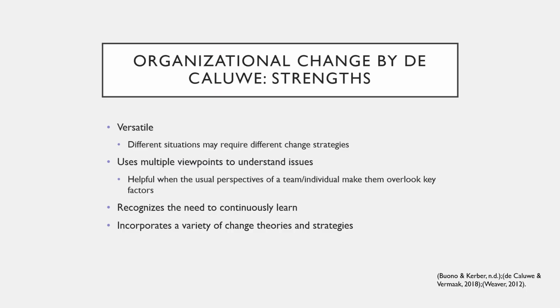De Caluwe's definitions, perspectives, models, and theories on organizational change present both strengths and weaknesses. The first is that his ideas are very versatile. Different situations may require different change strategies. The color theory is a good example of this because it allows for different perspectives on change.